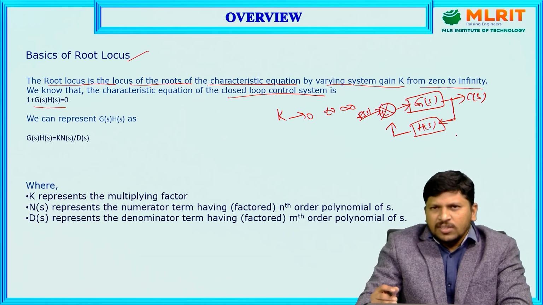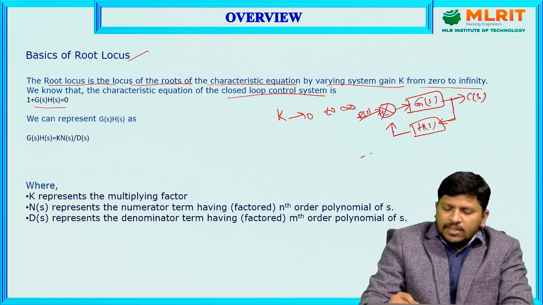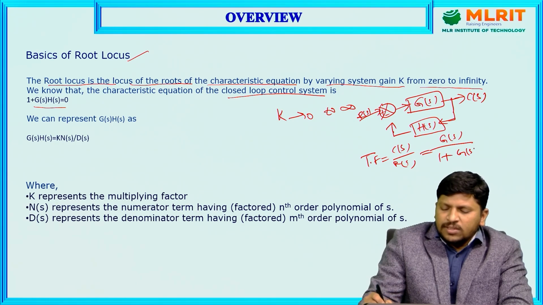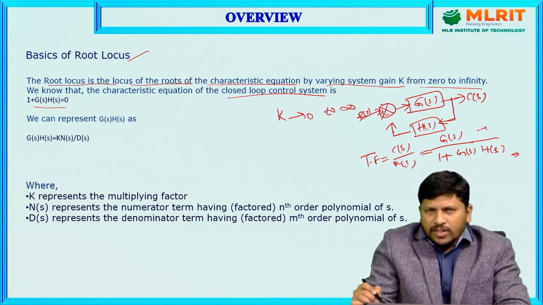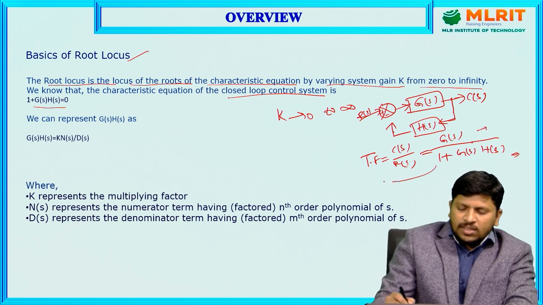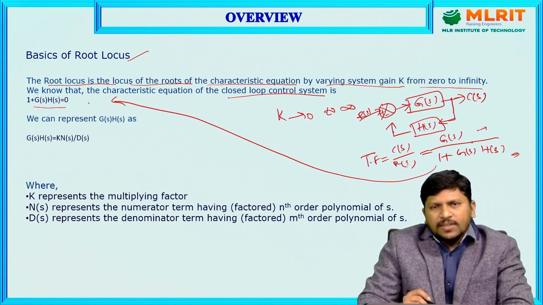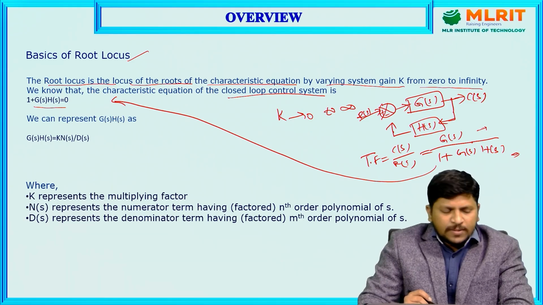From this closed loop control system we get the characteristic equation, which is the denominator part of the transfer function. The transfer function is output by input, C(s) divided by R(s), which equals G(s) divided by 1 plus G(s)H(s). Here this is the denominator term and this is the numerator term. The denominator term equated to 0 is called the characteristic equation of the closed loop control system. So 1 plus G(s)H(s) equals 0.